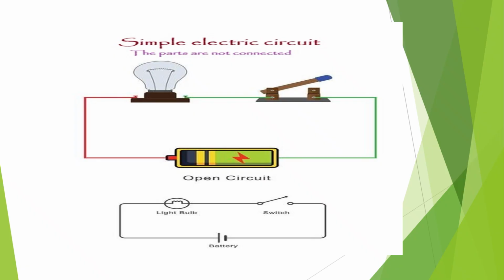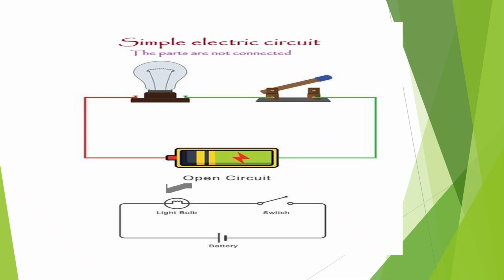This circuit is an open circuit. Why? Because the parts are not connected here. This is the electric switch or the electric key. The switch here is an open switch. Here's the source of electricity, which is a battery. The lamp doesn't light here. Why? Because the circuit is open.